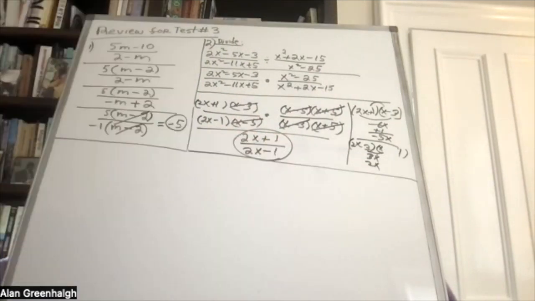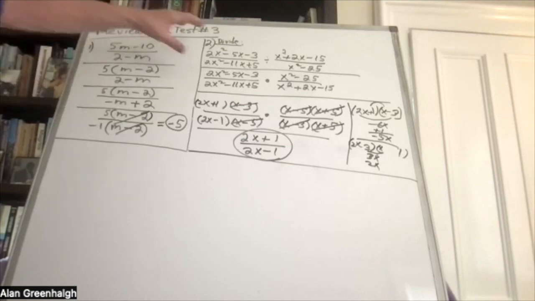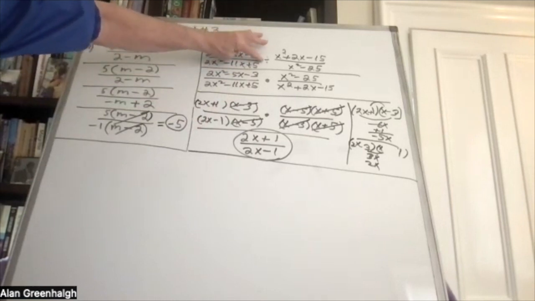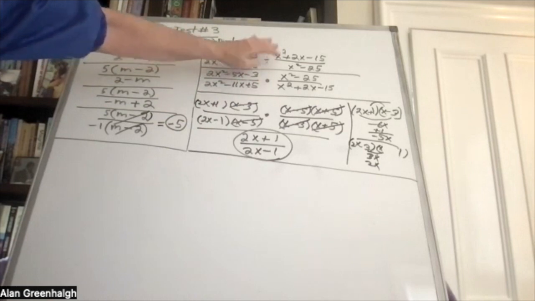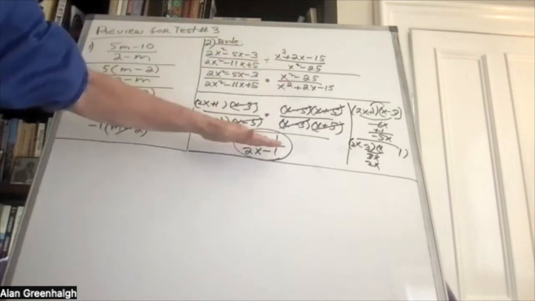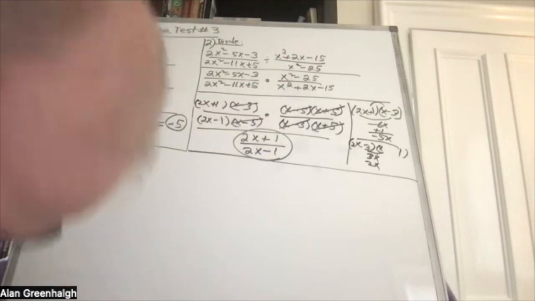As I said before, it's a factoring problem. If this is a factoring problem, it's all factoring. And then all you have to remember is when it's division, you flip over the second fraction. And then it's just a factoring problem.